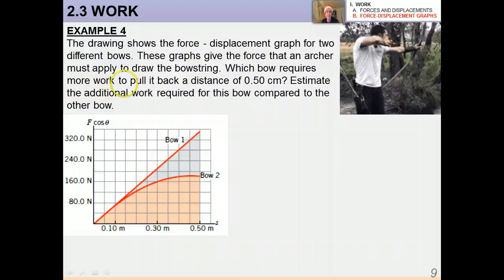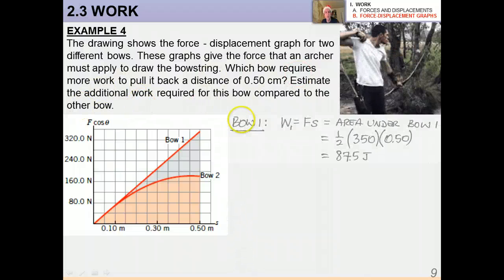Which bow requires more work to pull it back a distance of half a meter? Well, sorry, this should be meters, not centimeters. You can see that the area under bow 1 is greater than the area under bow 2, so therefore it's going to take more work to pull back bow 1. But you have to figure out in this problem the actual numbers, because they ask you to estimate the additional work required for one bow compared to the other bow.